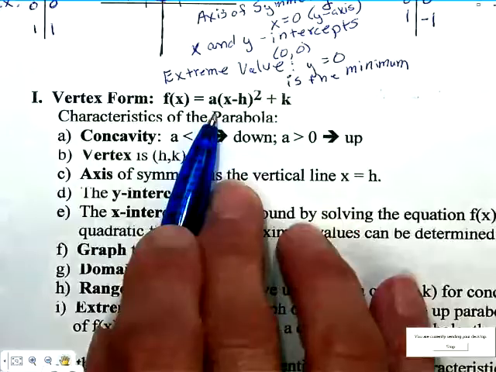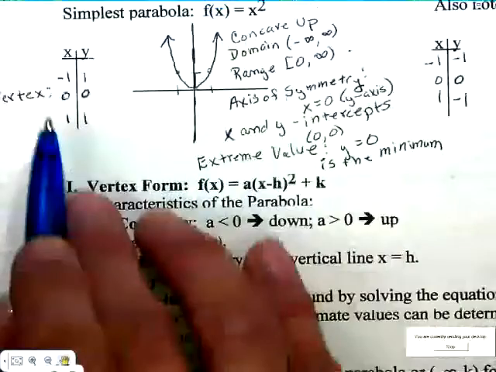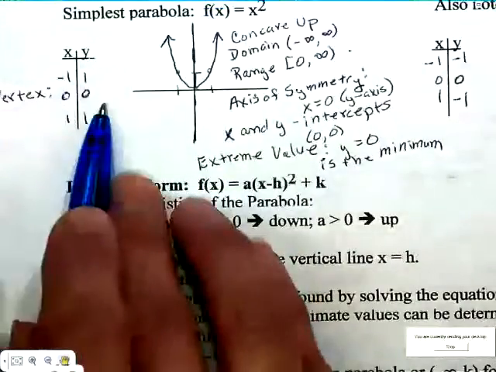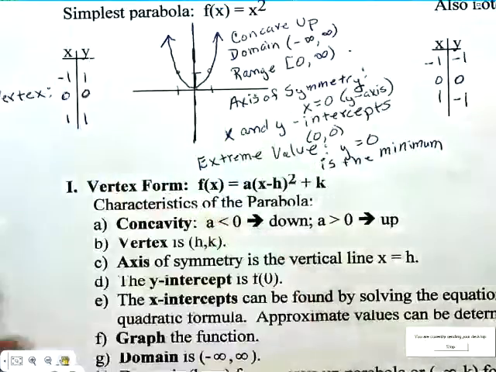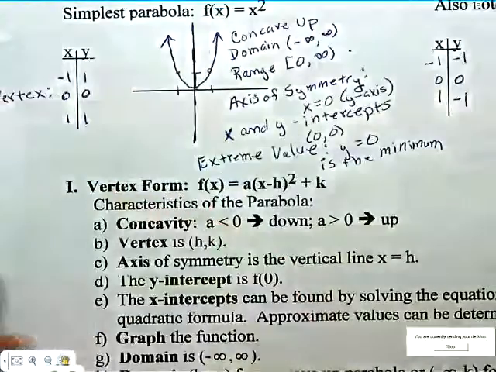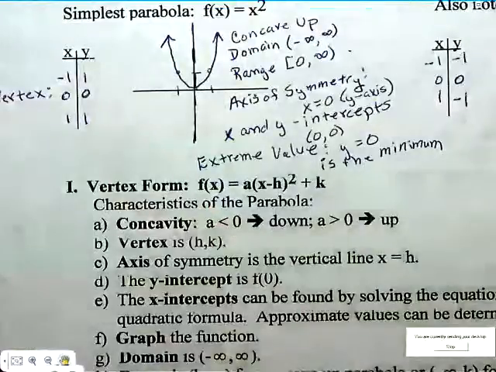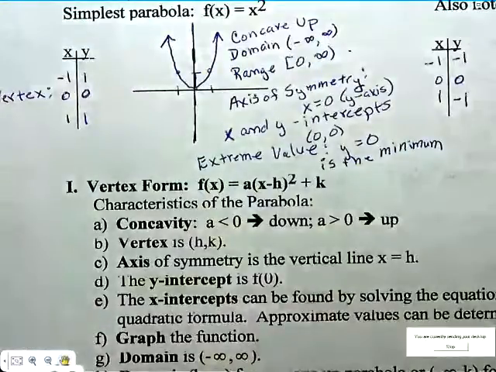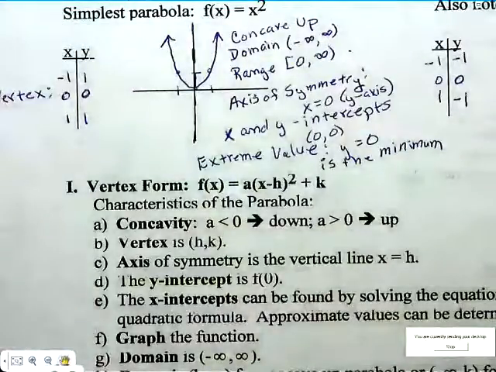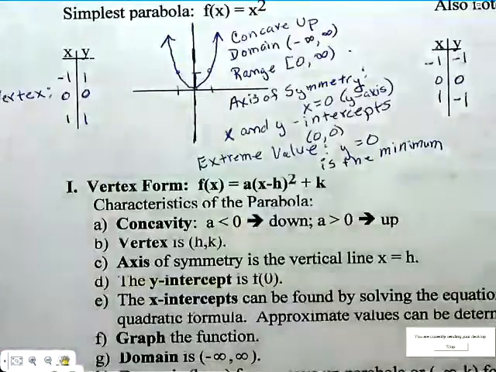It also affects the width. But if I'm being precise about width, I'm just going to make a 3-point XY chart with my vertex in the middle. If you go one to the left of the vertex and one to the right of the vertex, then your parabola will have the exact right width without you having to memorize. If A is greater than 1, it's more narrow. If A is less than 1, it's more wide. I'd rather you just make 2 more points on the graph than have to memorize that.